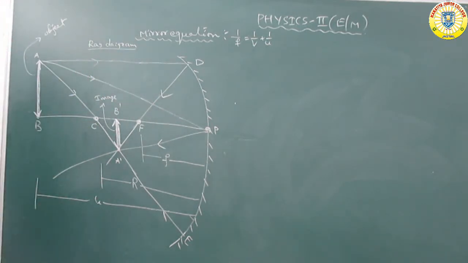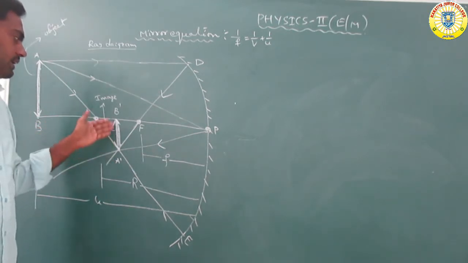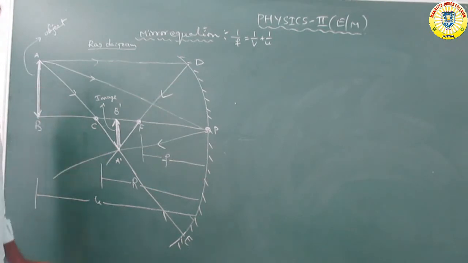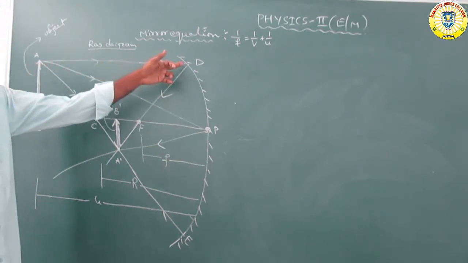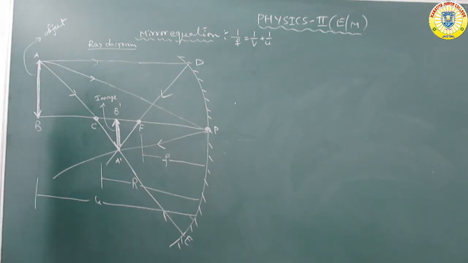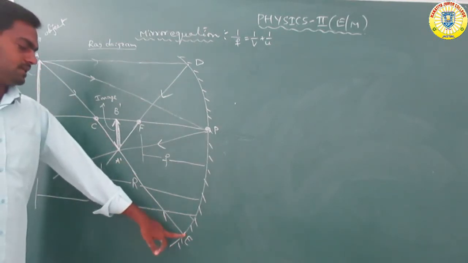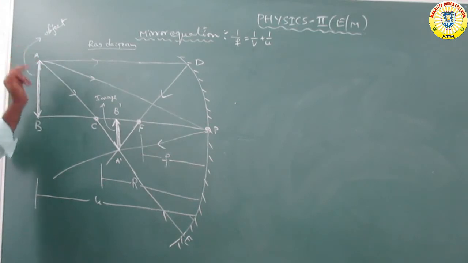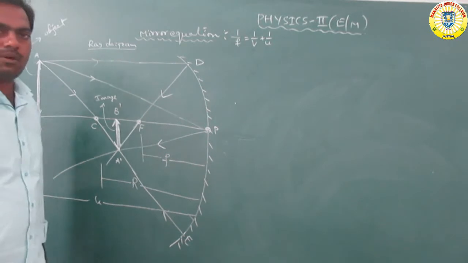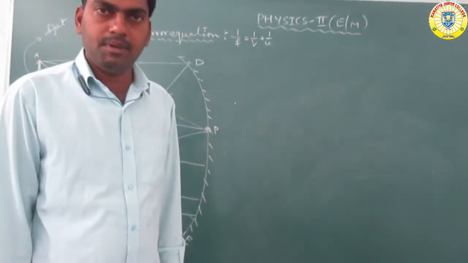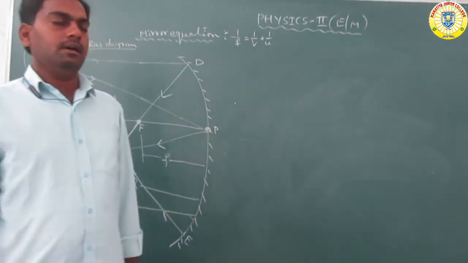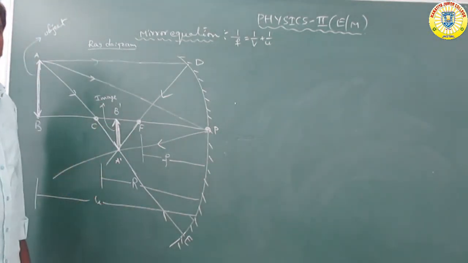AB is the object, placed outside the curvature of the concave mirror. The image A dash B dash is formed due to the object. The ray is incident at a point and passes through the focus, and the line AE is incident at point E and passes through the center of curvature. The image formed is inverted, magnified, and virtual, at A dash B dash.